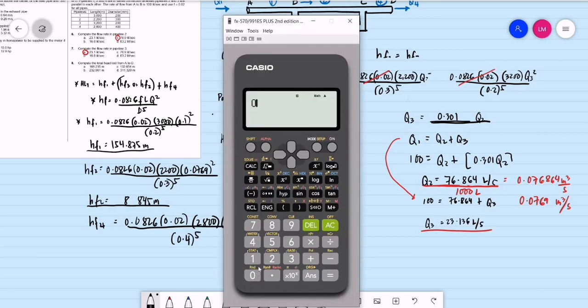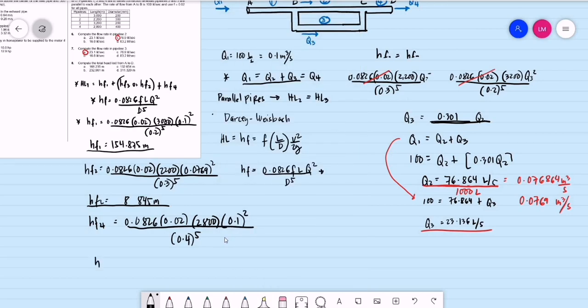So we have 0.0826. Friction factor is 0.02. The length for pipeline number 4 is 2,800. Then discharge, the pipes merge again, so we'll be having a discharge of 0.1 squared. Diameter of pipeline number 4 is 400 millimeters or 0.4 meter. We have the result equal to 4.517. So let's say head loss number 4 is equal to 4.517 meters.